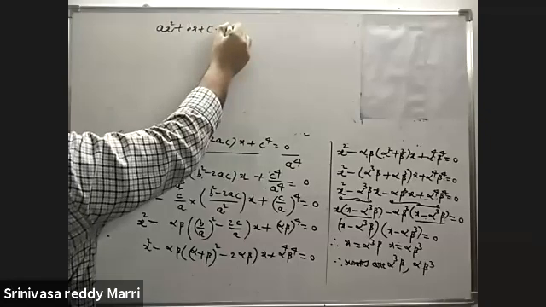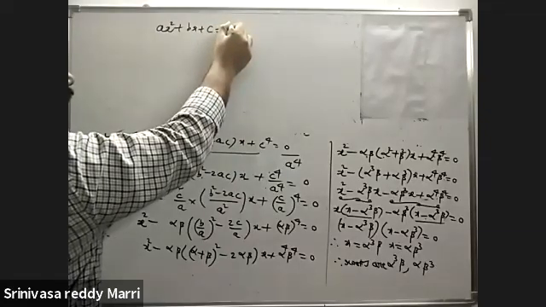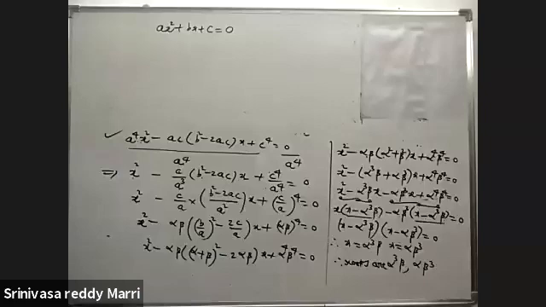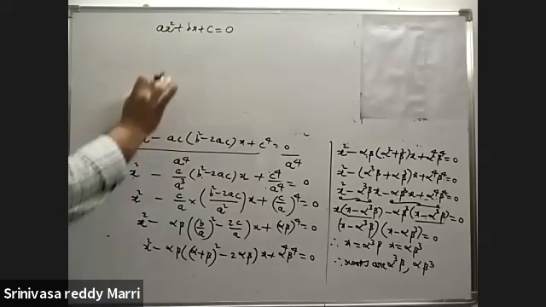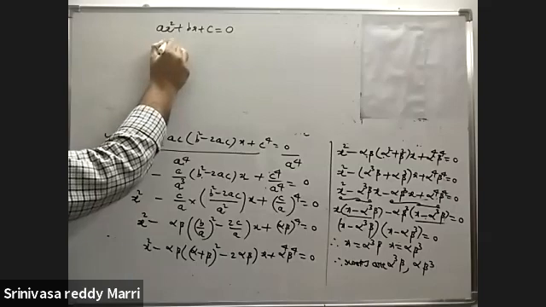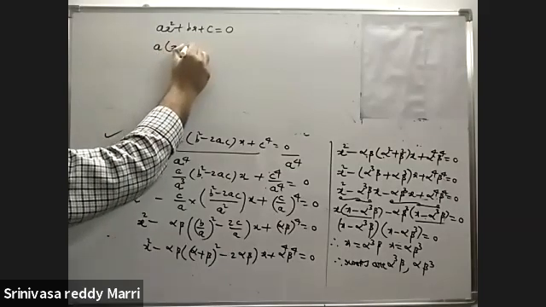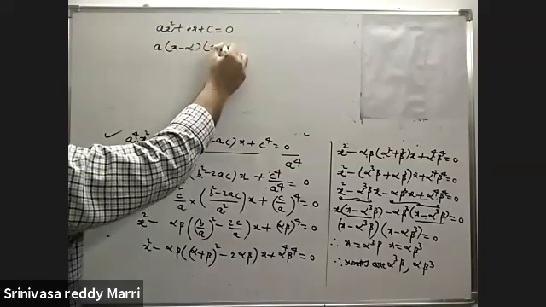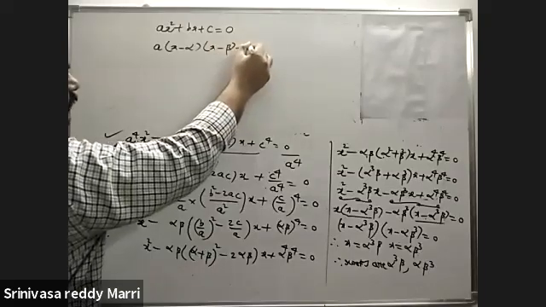Ax square plus bx plus c equal to 0. One quadratic expression is there. So the factors of this are nothing but a into x minus alpha into x minus beta equal to 0.